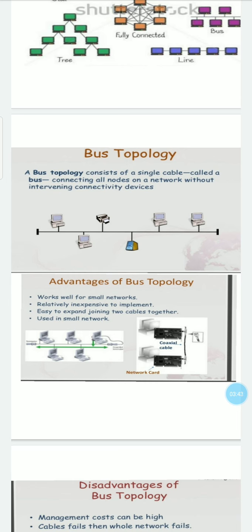The second advantage of bus topology is familiar technology. Bus topology is a familiar technology as the installation and troubleshooting techniques are well known and its hardware components are easily available. The third advantage is limited failure. A failure in one node will not have any effect on other nodes.